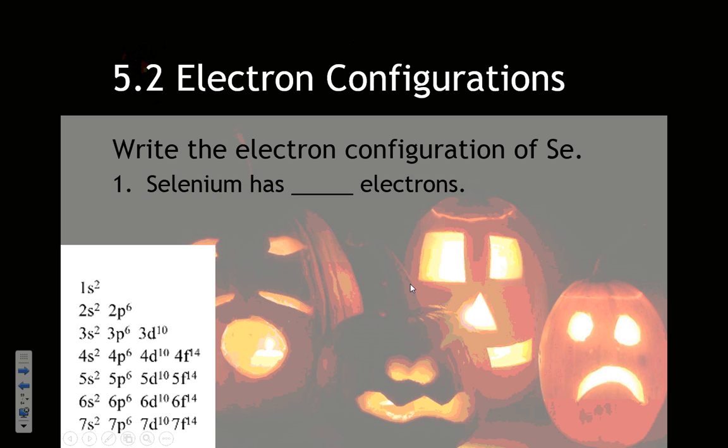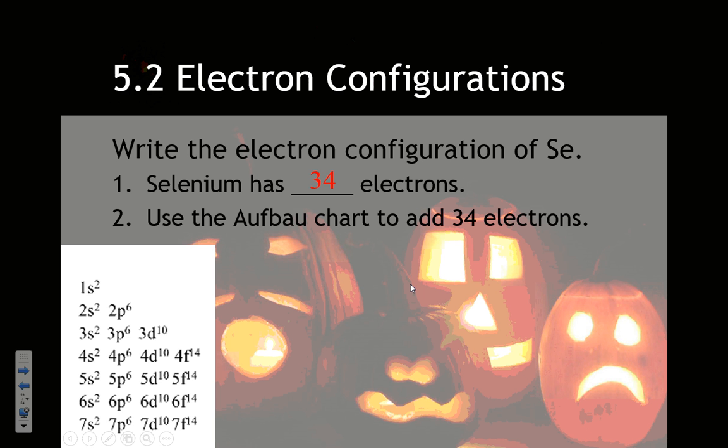First thing I need to figure out is how many electrons. Find Se on the periodic table, and you'll see it's got 34. Now this would be bigger than cobalt, so that would be even larger to write than that if we were doing it in orbital notation, but it's not too bad in electron configuration. Now remember, we've got 34 electrons to spend, and here's where having those 2s and 6s and 10s and 14s on our Aufbau chart make it a whole lot easier. So use the Aufbau chart to add our 34 electrons.